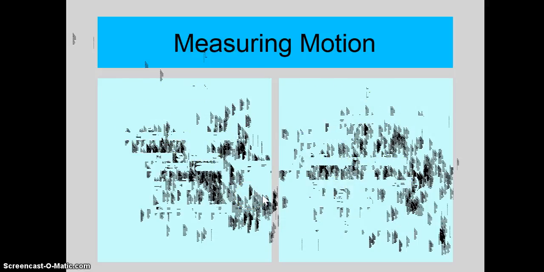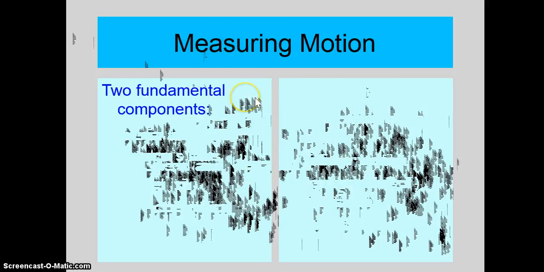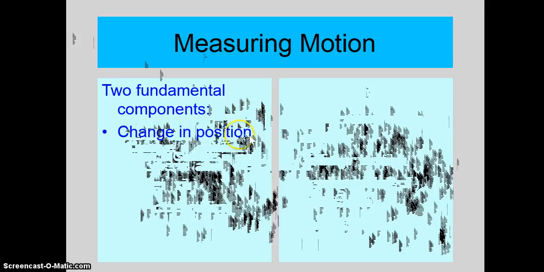So, measuring motion, of course, there are two fundamental components. Those are, of course, distance and time. Distance we measure as changes in position, and of course changes in time. And change is the final quantity minus the initial quantity. The symbol that we generally use for change is a delta symbol. So delta means change.